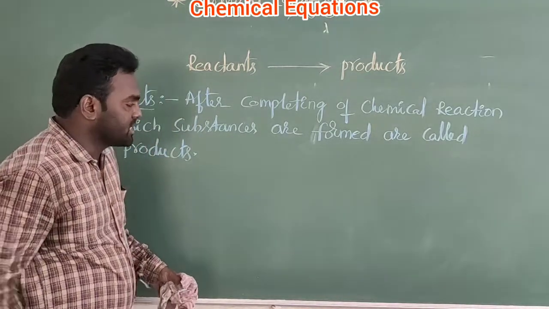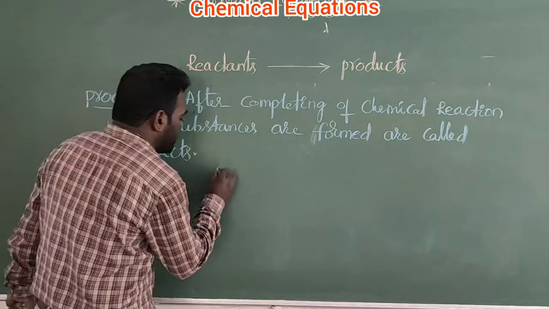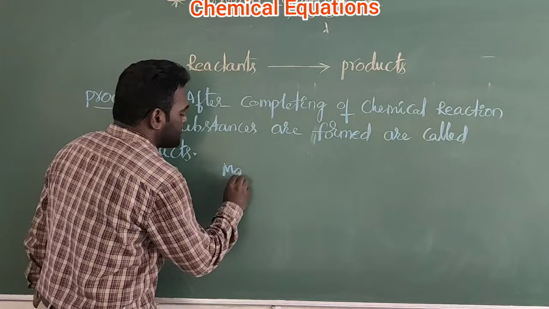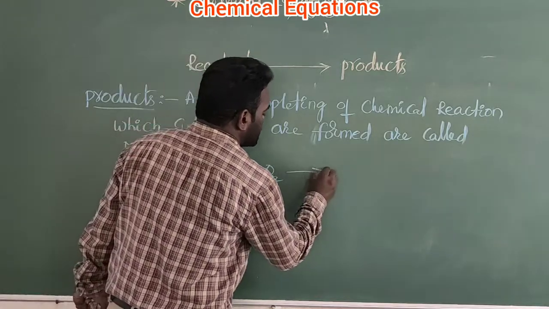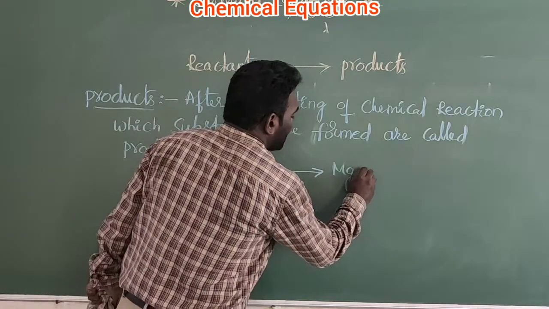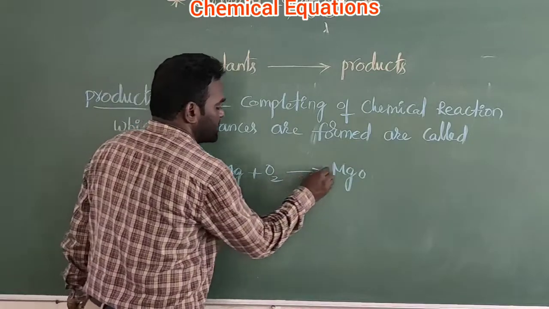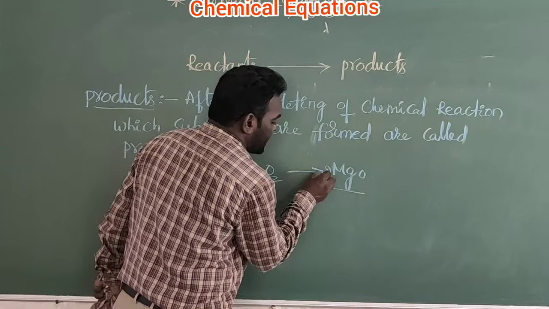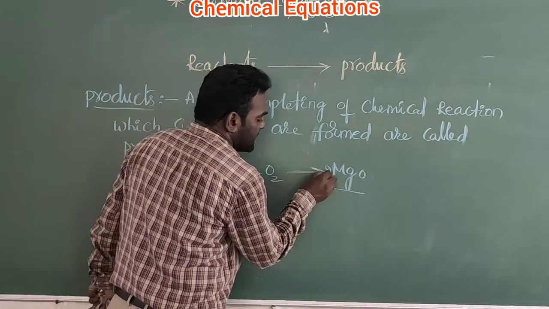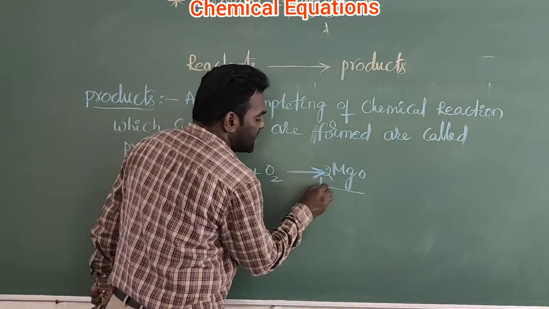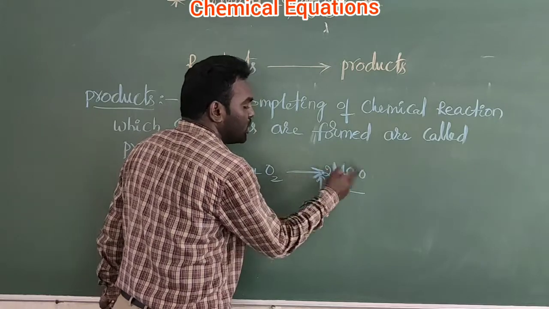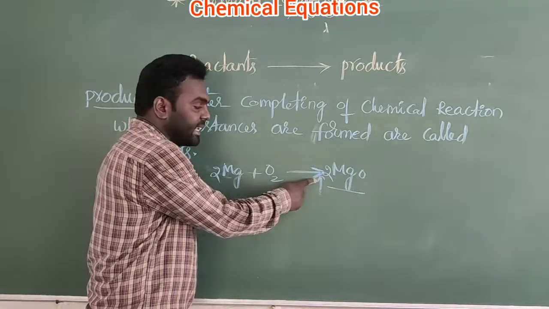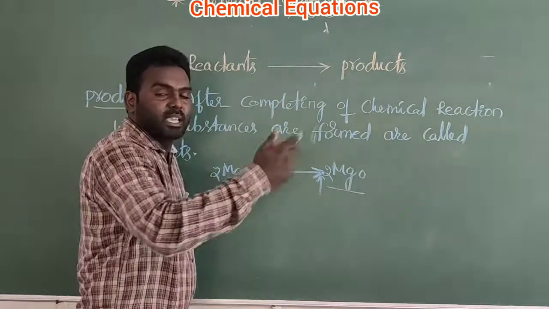Simply, I am writing one equation based on this. Suppose you see here, magnesium burns in the presence of oxygen and produces MgO. This is called an arrow mark, and this is the head of the arrow mark. The head of the arrow mark indicates movement towards the completion of the reaction, the end of the chemical reaction.